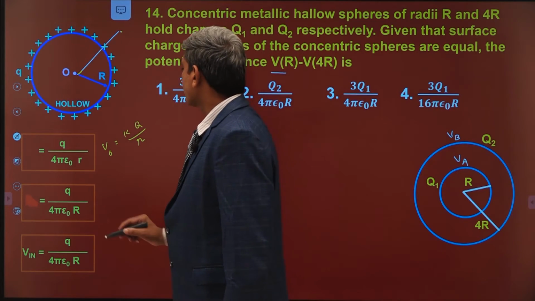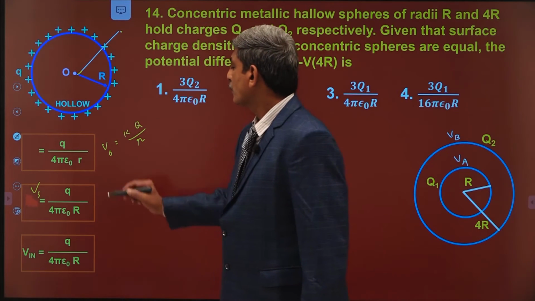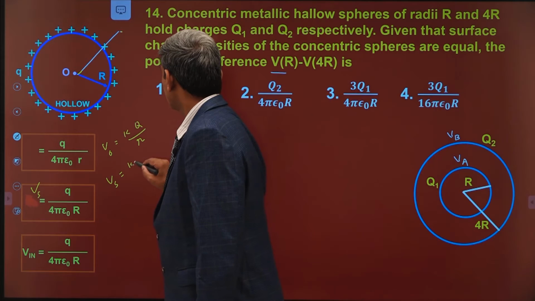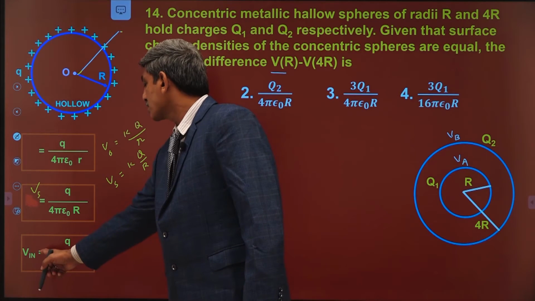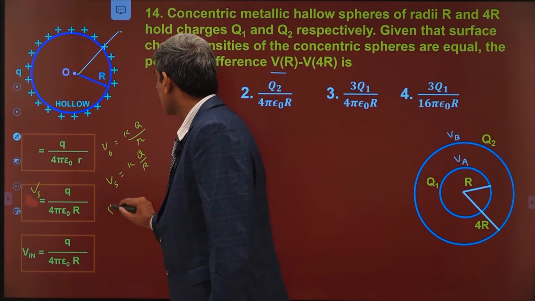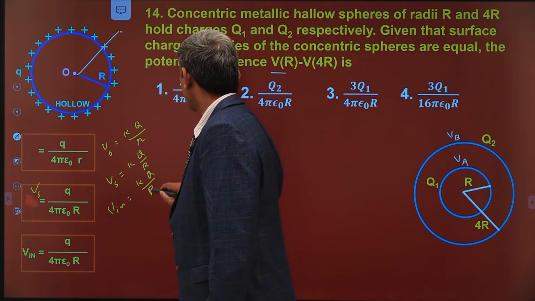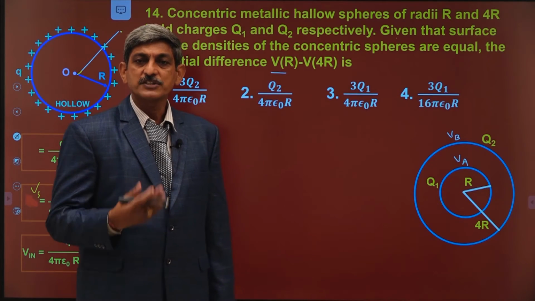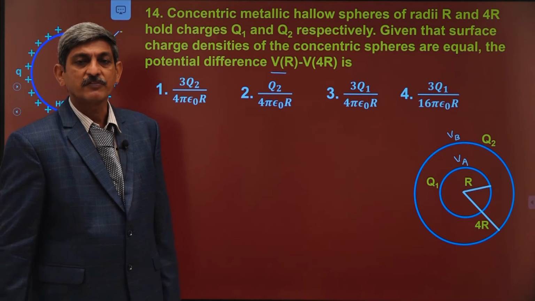On the surface of the sphere, the potential is given by V surface equal to q by 4 pi epsilon naught r, so we can write it as Vs equal to kq divided by r. Inside the sphere, the potential is equal to the potential on the surface, that is q by 4 pi epsilon naught r, so V in is equal to k times q by r. Using these three formulas, I am going to calculate the potential of the first sphere and the potential of the second sphere, then calculate the potential difference.